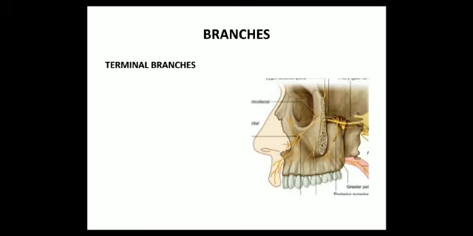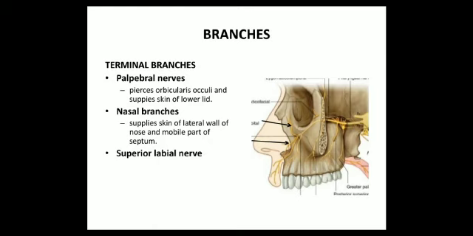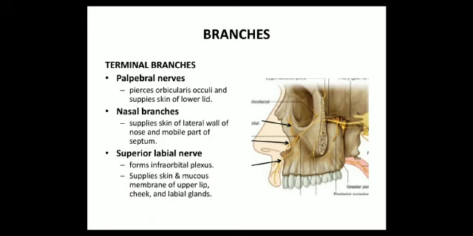The terminal branches are the palpebral nerves, which pierce the orbicularis oculi and supply the skin of the lower lid. The nasal branches supply the skin of the lateral wall of the nose and the mobile part of the septum. The superior labial nerve forms the infraorbital plexus and supplies the skin and mucous membrane of the upper lip, cheek and labial glands.